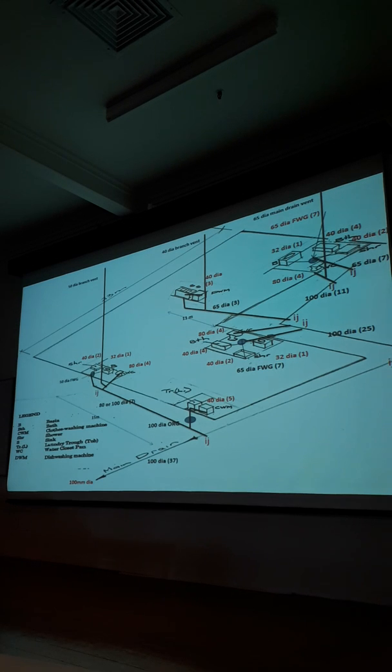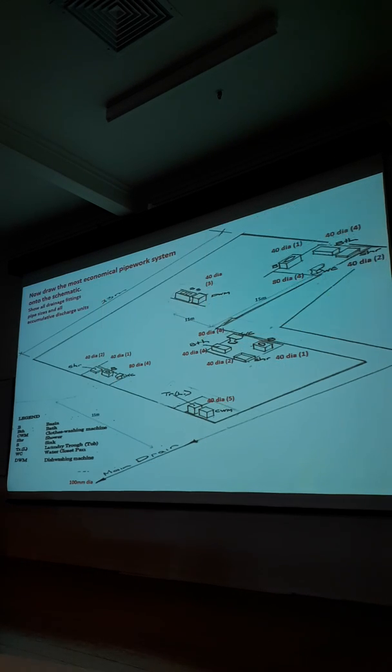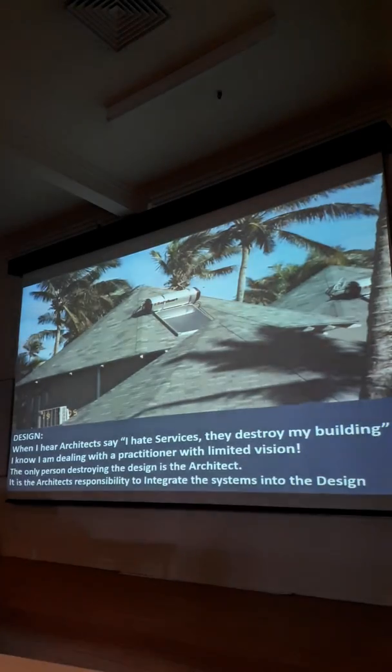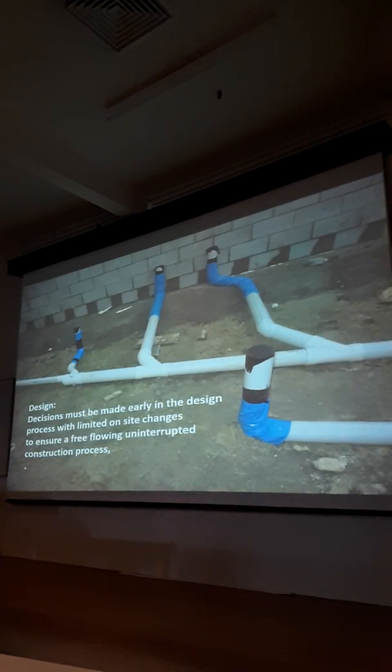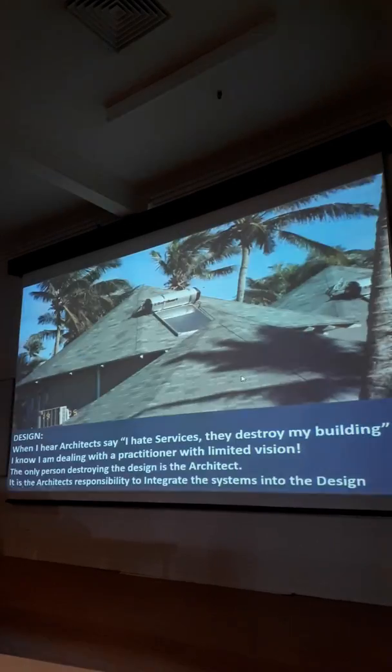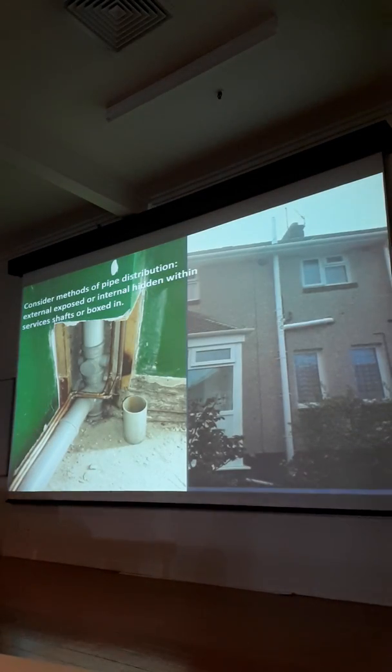IJ means inspection junction. So if we go back, this is not quite the same situation, but this is an inspection point. This is coming from a vertical stack, but see how this has a little cap on it? You can undo that cap and check if there's a block. If something's blocked, you can get a long flexible rod and stick it up there, and hopefully it all comes out. Good stuff.